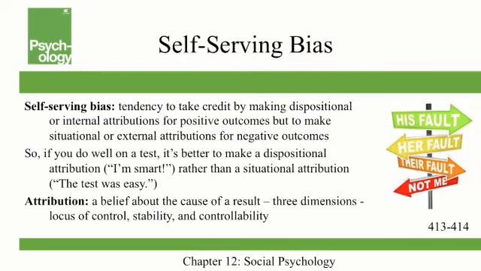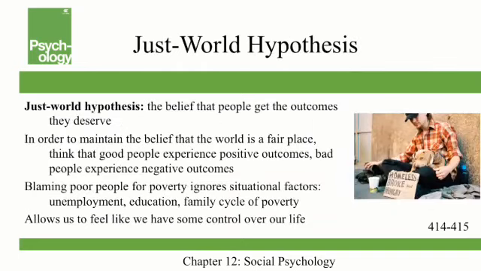Attributions are beliefs about what the cause was, and those have three dimensions: the locus of control, which could be internal or external, the stability, which is stable versus unstable, and the controllability of it, which is controllable or uncontrollable.